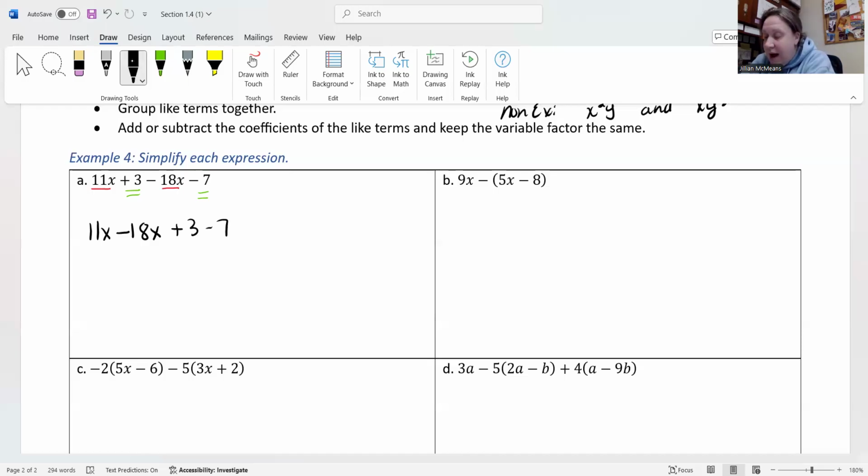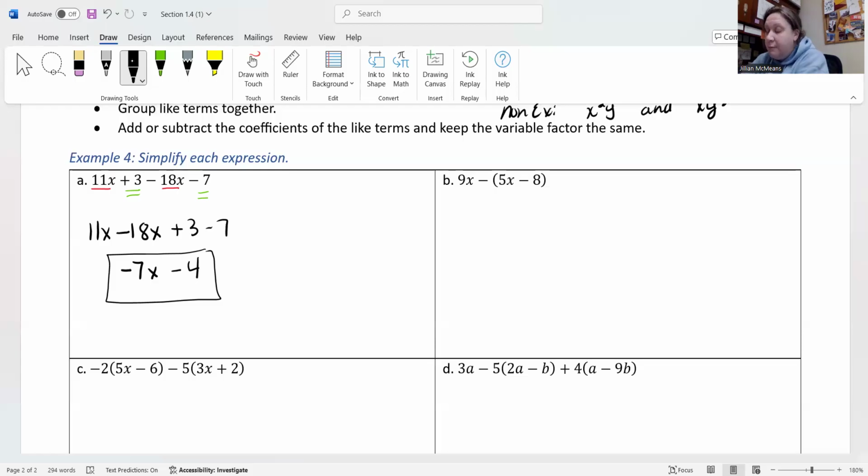So now I've got 11x minus 18x, so that's going to be negative 7x. So I just combine those two terms. I'm brushing those x crumbs together into a single pile. And then I've got 3 minus 7, which is negative 4. So I write it as minus 4. Again, I'm taking those constant crumbs and I'm brushing them into a single pile. Okay, so we're just kind of condensing our expression into something that's simpler. So the final answer here would be negative 7x minus 4.